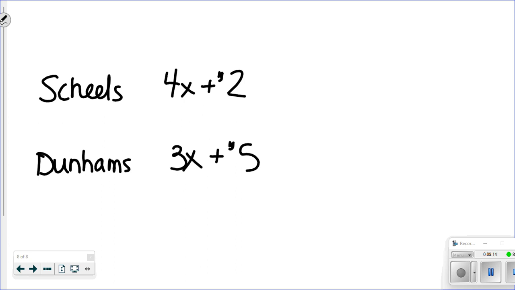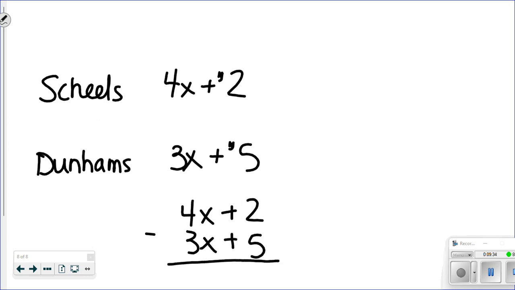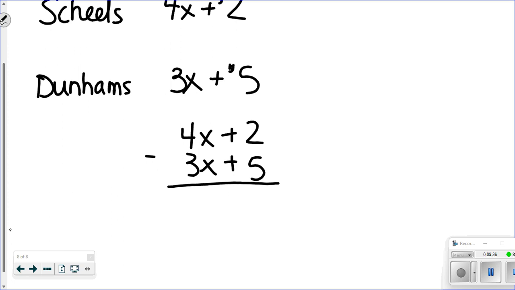So my question is, I want to know how much more expensive Scheels is than Dunham's. So I would just take these two, and I'm going to subtract them. Oops, that should be plus 5. And we're going to subtract. And I know 2 minus 5 is going to be a -3, minus 3. 4 minus 3 is 1x.